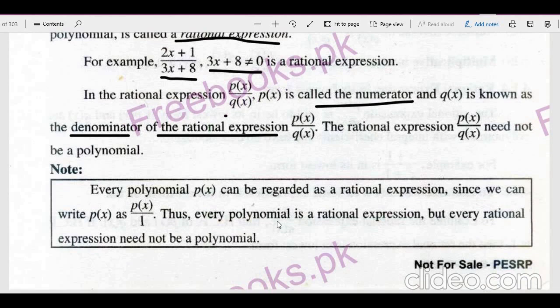Every polynomial can be recorded as a rational expression. Since we write p of x over q of x, every polynomial is a rational expression. Thus, every polynomial is a rational expression, but every rational expression need not be a polynomial. Clear?